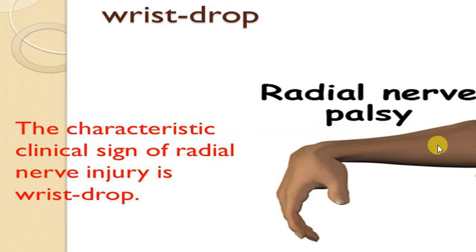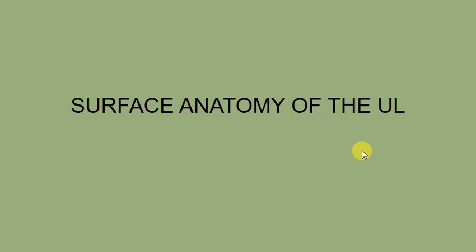So radial nerve injury, paralysis of the radial nerve, will lead to a wrist drop, because a person will be unable to extend the wrist joint. So this marks the end of our discussion about the nerve supply of the upper limb.